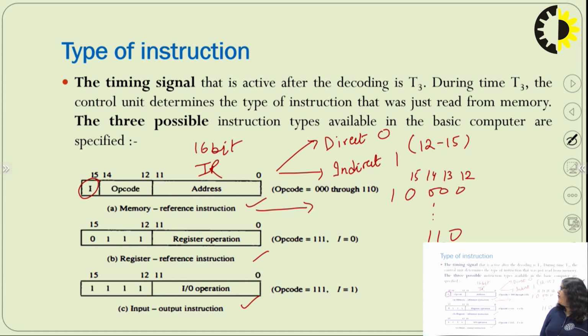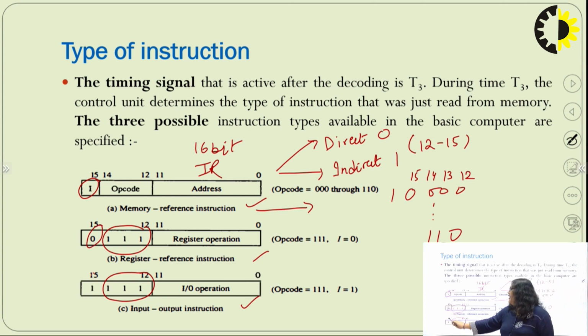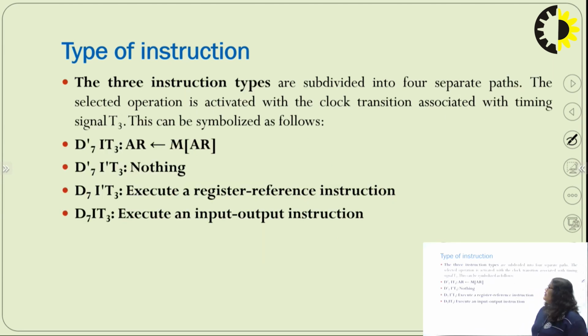Now for the register reference and the input output reference, when the D7 bit is high, it is always 111. It does not vary. But the 15th bit varies, either 0 or 1. When the 15th bit is 0, it is the register reference. When the 15th bit is 1, it is the input output reference. Now move on to the next slide.